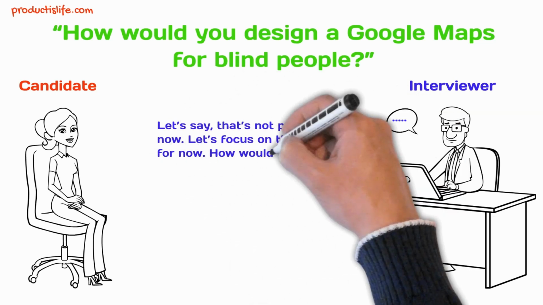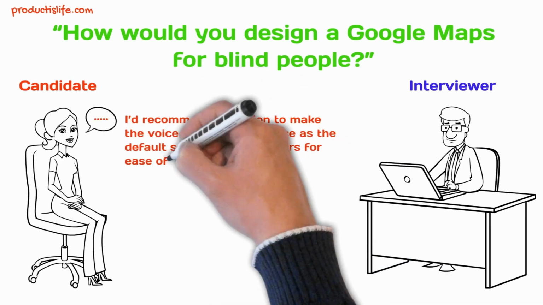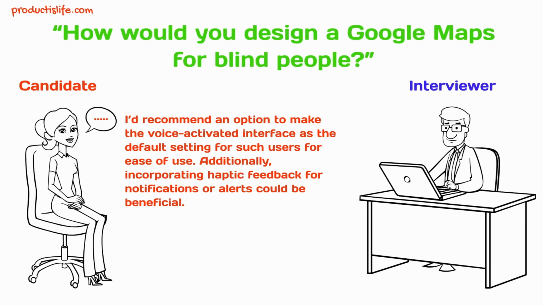Let's say that's not possible for now. Let's focus on the interface for now. How would you make the app more accessible? I would recommend an option to make the voice activated interface as the default setting for such users for ease of use. Additionally, I think incorporating haptic feedback for notifications or alerts could also be beneficial.